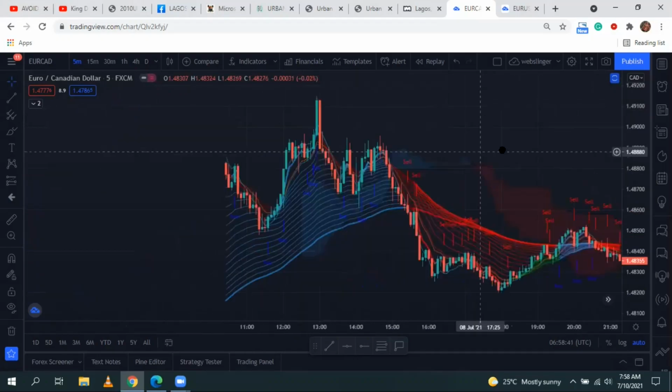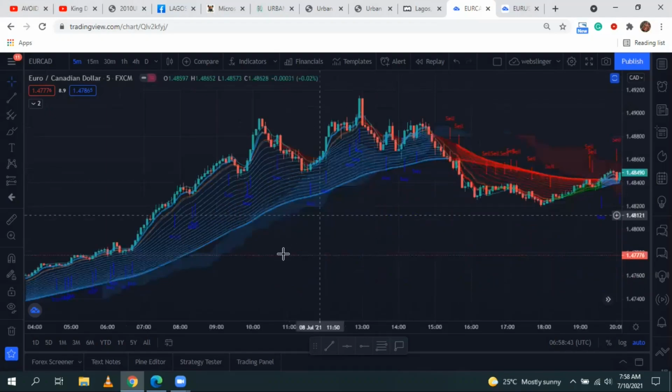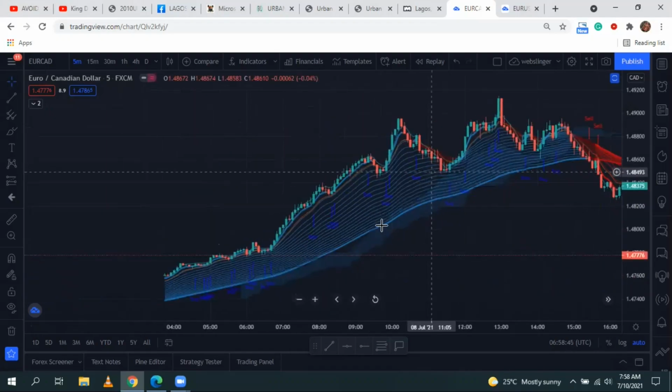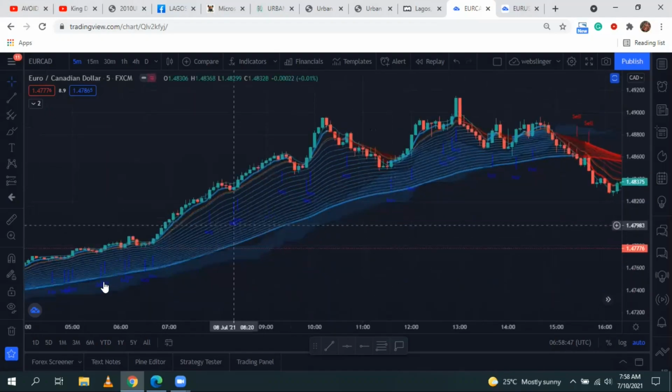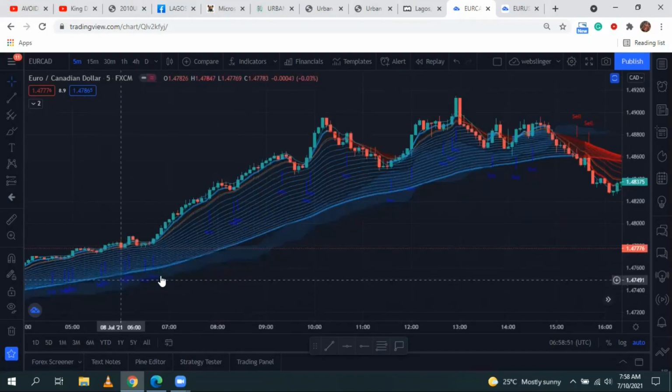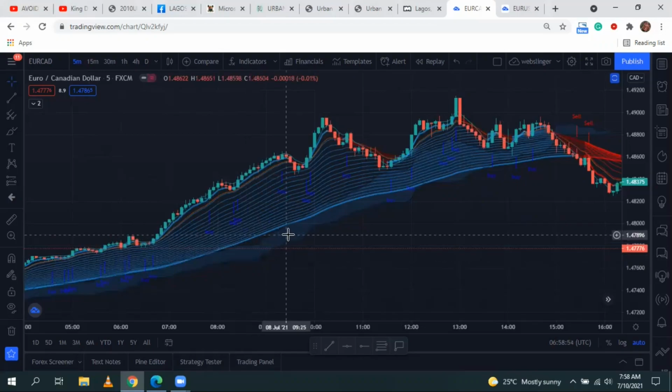For an uptrend, to take a buy, what are we looking for again? The cloud is the first thing you have to take note of. This cloud has to be blue. Then all your webs, all your moving averages combined together, must be blue. That means you are on a heavy uptrend. You are on a heavy bullish market.